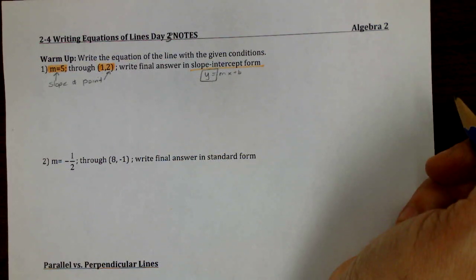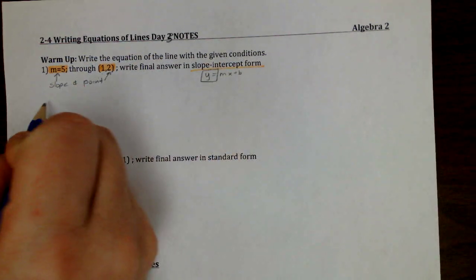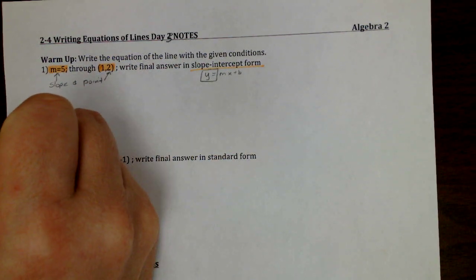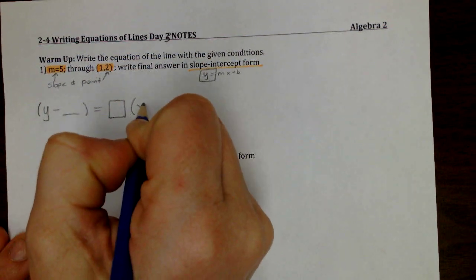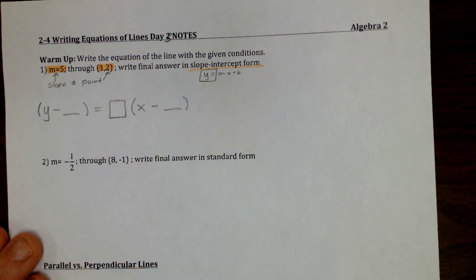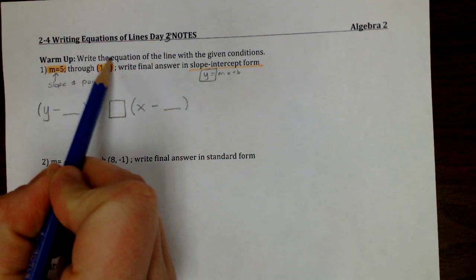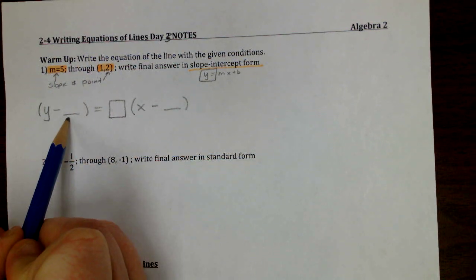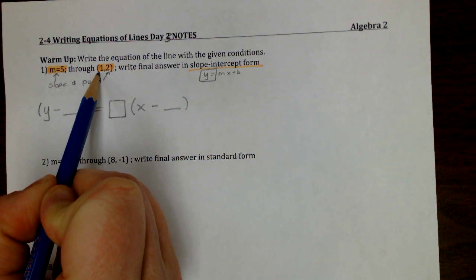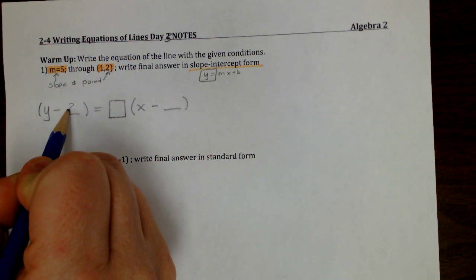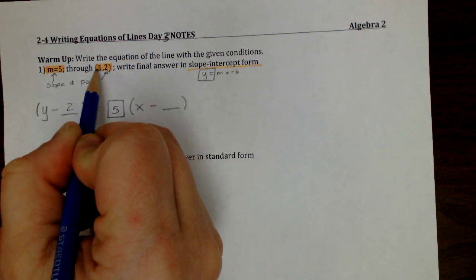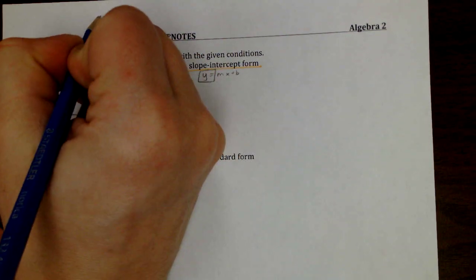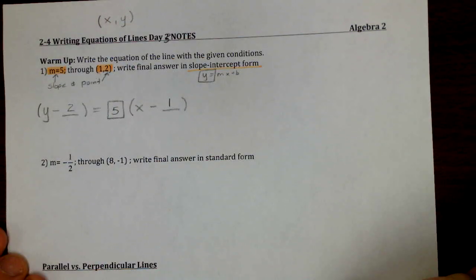Given slope and a point, I'm going to start with point-slope form. Point-slope form in its skeleton form looks like this. So I fill out my point-slope form, and then I fill in this information. So the first thing that goes in is a y value. Looking at these 3 numbers, my y is a 2. This is my slope m. Then I put in my x value, which happens to be a 1. Remember, ordered pairs are always in the form x comma y.